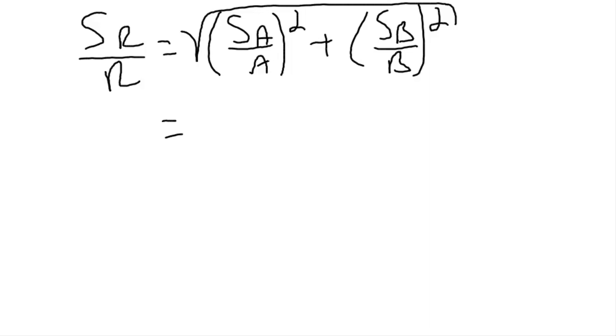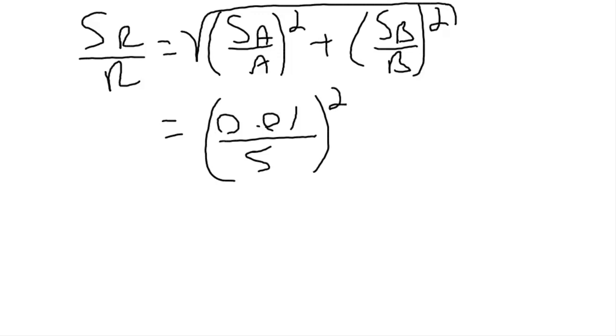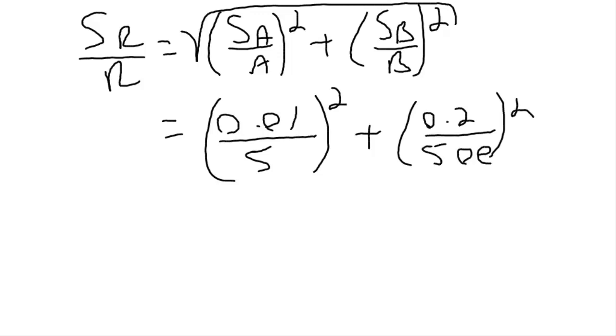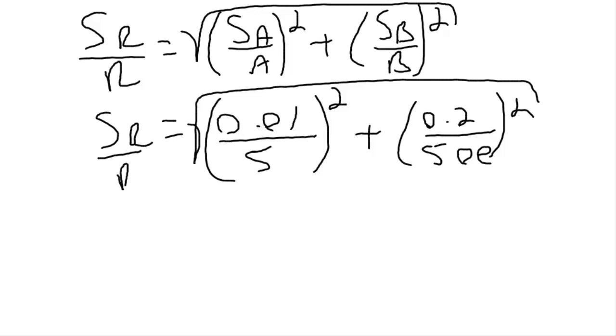So in our case, the 5 ml pipette has an absolute uncertainty of 0.01 milliliters. We divide it by 5, the units cancel to give you a relative number. We square that. And then for the volumetric flask, it's 0.2 milliliters over 500. Again, we square that and we square root the result. And that gives us our overall relative error. And we do that calculation.